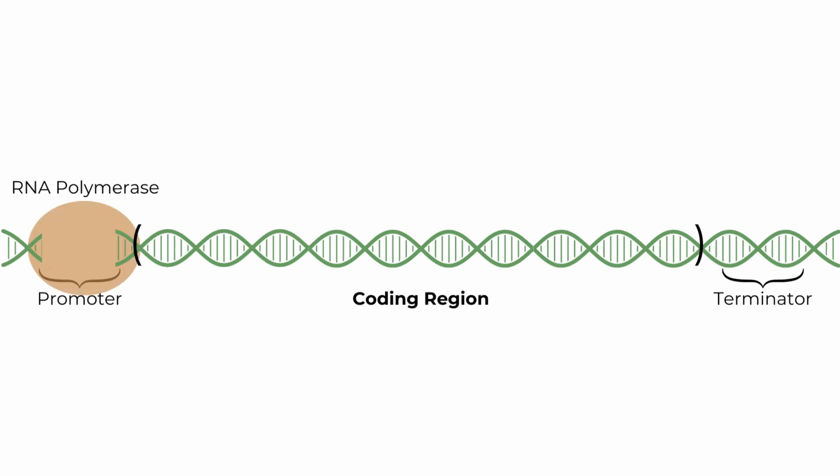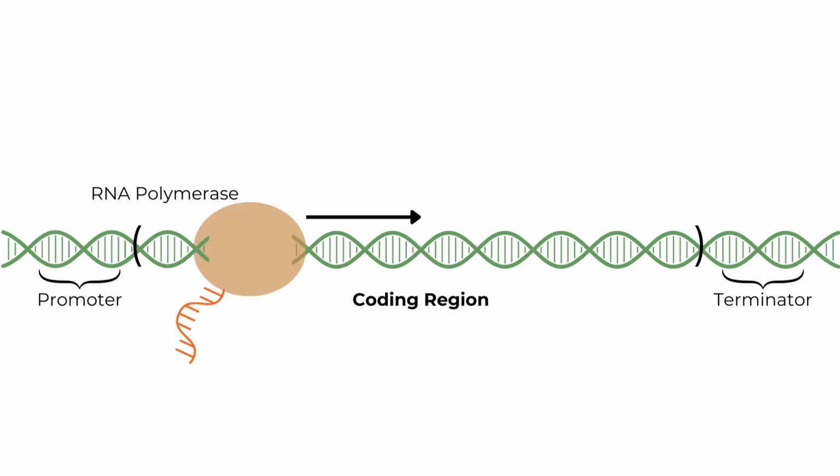The first stage of transcription is initiation. This is where the RNA polymerase binds to the promoter region of the DNA. Here, it temporarily opens up the DNA double helix, allowing one of the two strands to serve as a template for RNA synthesis. RNA polymerase then moves down the DNA template. During elongation, complementary RNA nucleotides are matched to the template strand and connected via phosphodiester bonds.